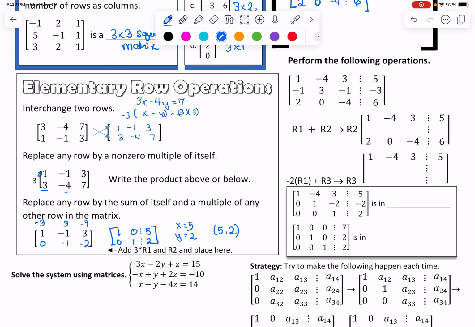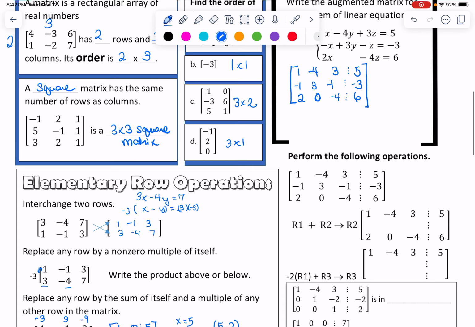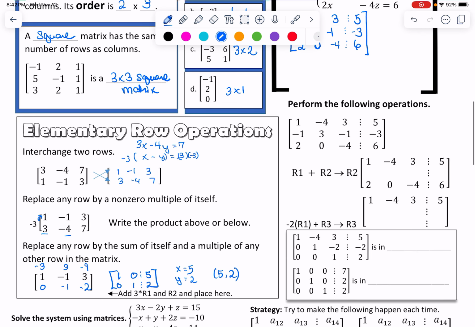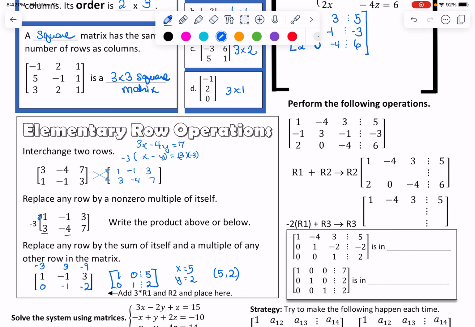So over here, we have this augmented matrix from above, and we're going to start by getting a 0 in this position. And we do that by adding row 1 to row 2 and putting the result into row 2. So 1 and -1 is 0. -4 and 3 is a -1. 3 and -1 is a 2. And 5 and -3 is a 2.